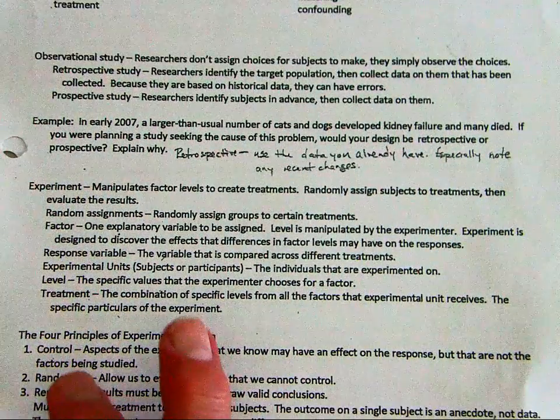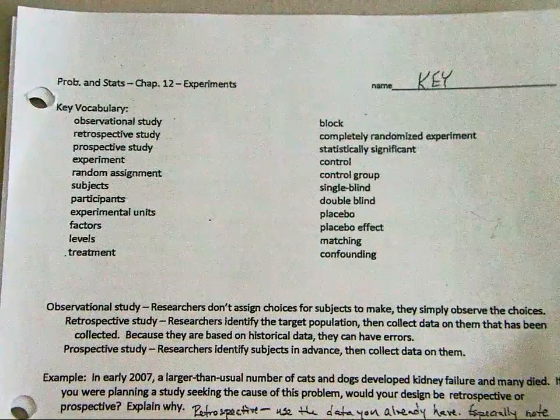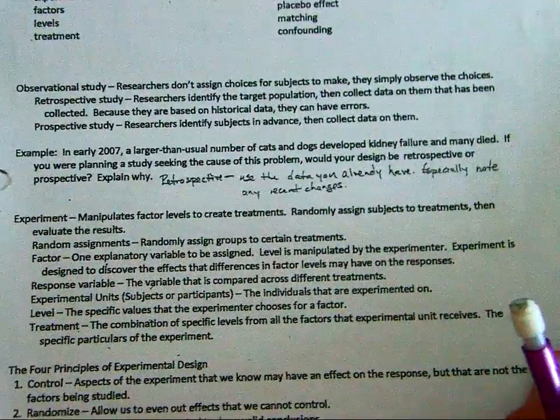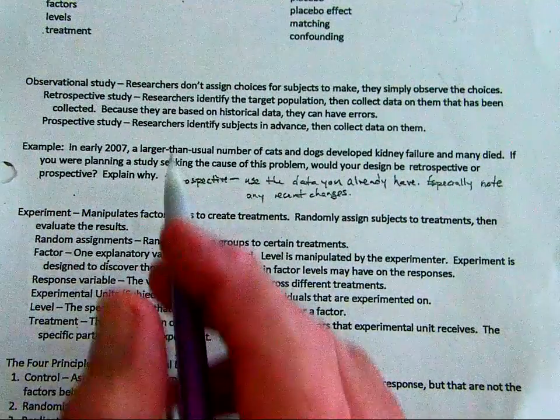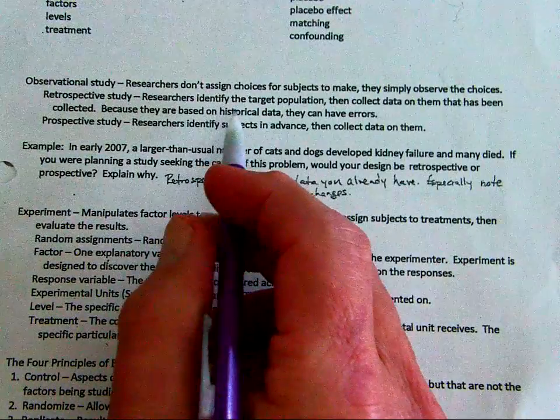Okay, I'm going to go over chapter 12 now. Chapter 12 is on experiments. It talks in the beginning about observational studies, which is different than an experiment. So an observational study is when the researchers don't choose the choices.